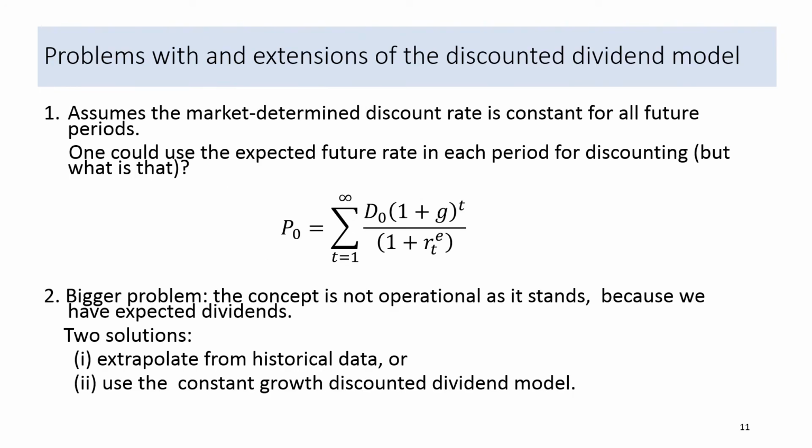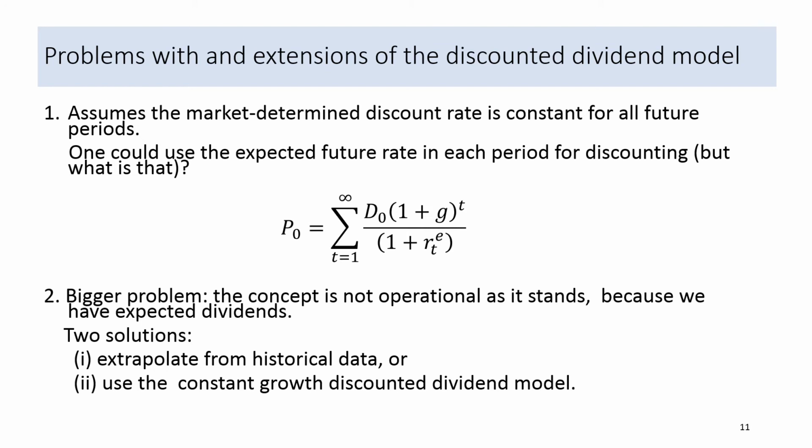The discounted dividend model assumes the market-determined discount rate is constant for all future periods. Only one discount rate is used to discount all future dividends. However, such assumption is only a best guess about what will happen in the future. In fact, interest rates and risk profiles of companies change over time. One could use a different expected future rate in each period for discounting. But again, the discount rates cannot be determined with accuracy too.